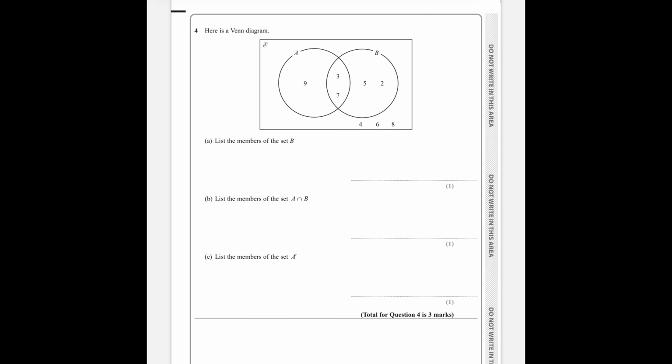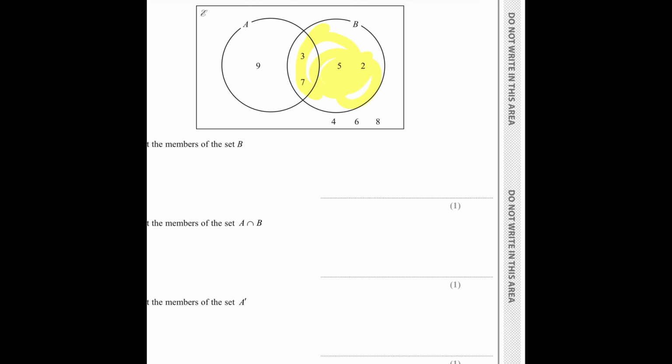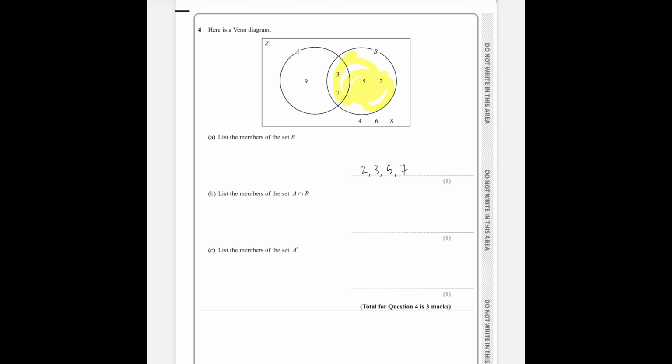Okay, so let's just look at everything in set B. So that's everything in here. And the numbers we can see are the 4 numbers that I've highlighted. So we're going to put them down, but make sure they're in ascending order because I think that's how you're supposed to do it. I'm not sure, but just do it that way just in case.